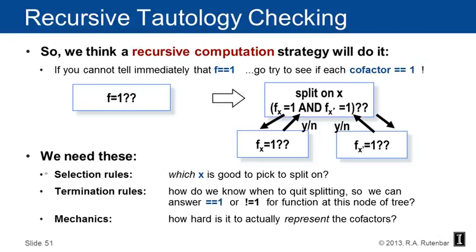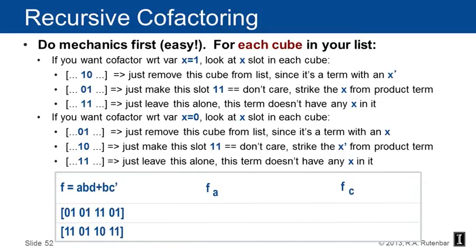And so this brings up a bunch of mechanical algorithm questions like what are the selection rules, like how should I pick the x? What are the termination rules? How do I know when I can actually stop and not recurse? And just, mechanically, how do I do all this stuff? Let's start with the mechanics because they're actually pretty easy.